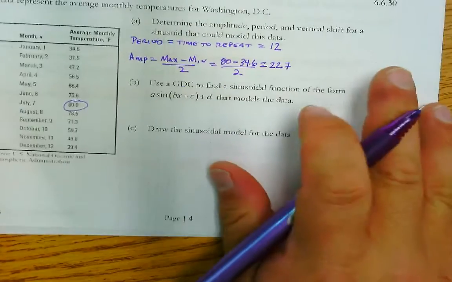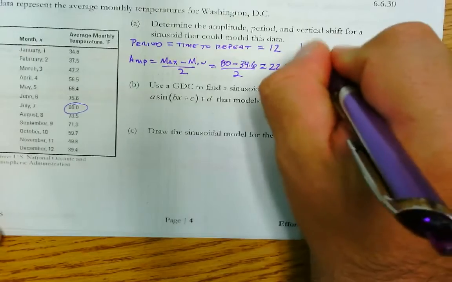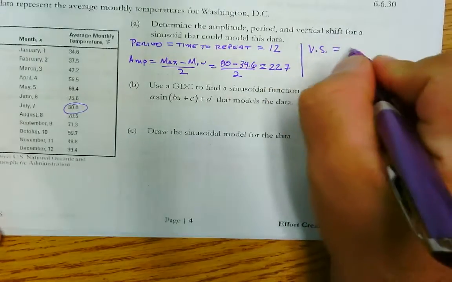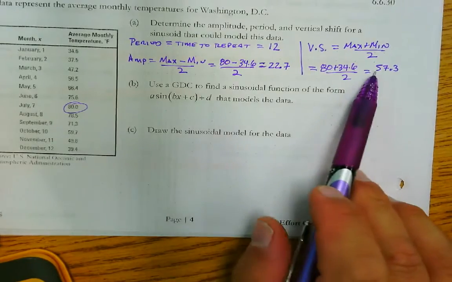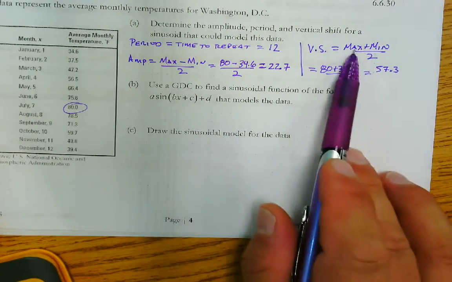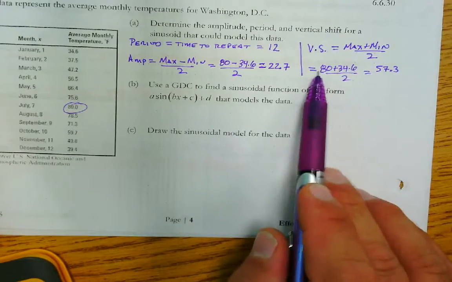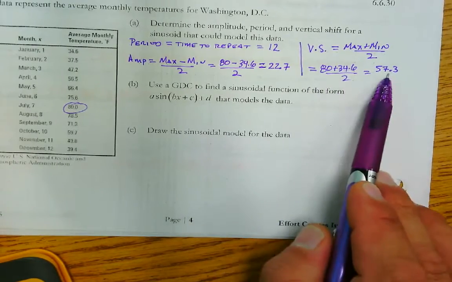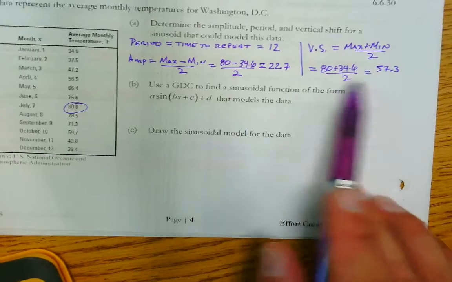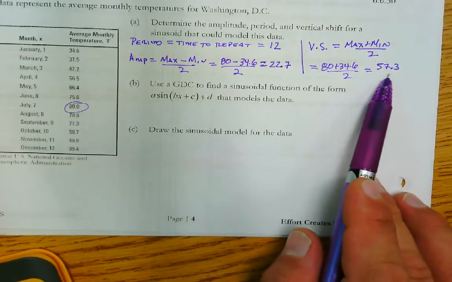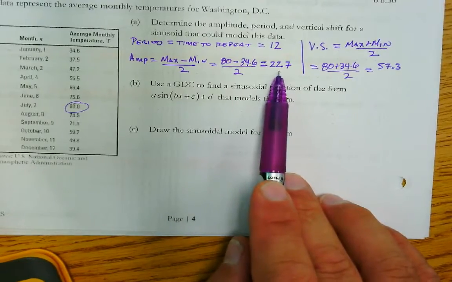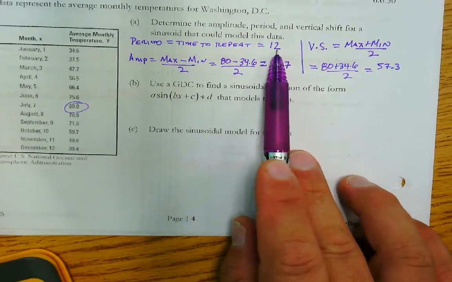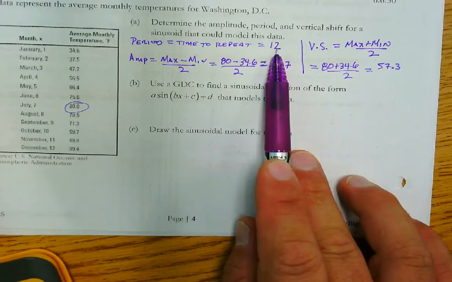Okay, and then our vertical shift is 57.3. How did we get that? Max plus min all over 2, the maximum plus the minimum over 2. That's our vertical shift. So what does that tell us? We have a center line at about 57.3, and we're going to go 22.7 degrees above that and 22.7 degrees below that, and it's going to take about 12 months for us to repeat that pattern.